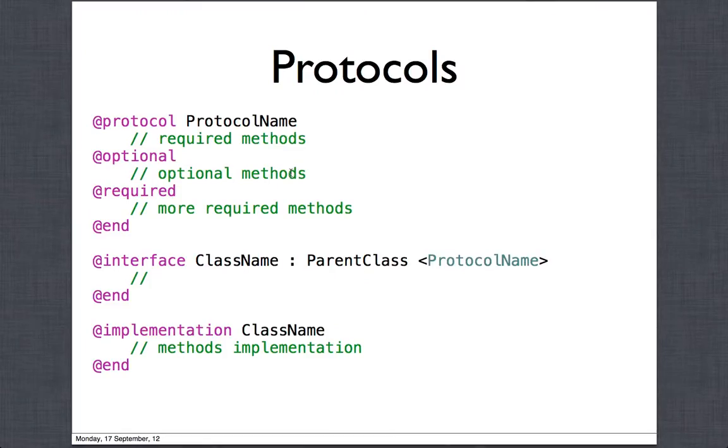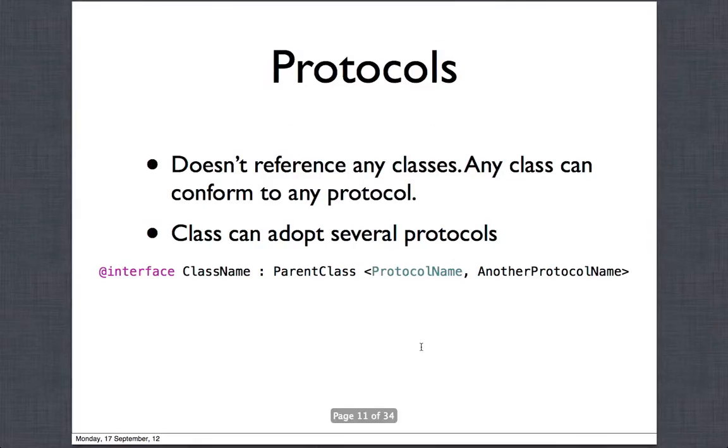Okay, here is a formal way of describing a protocol. Yes, we have a protocol, with optional and required. And in the interface, we have to put the protocol name. And in the implementation, we have to put the actual implementation of a method from a protocol. A protocol is classless. It doesn't belong to any class. It doesn't reference any class. It's just a completely separate business. Any class can conform to any protocol if it tries really hard.